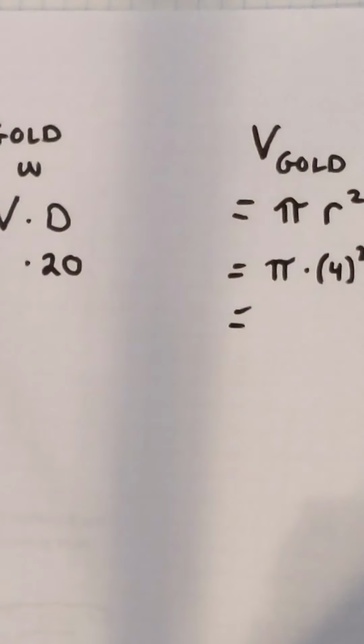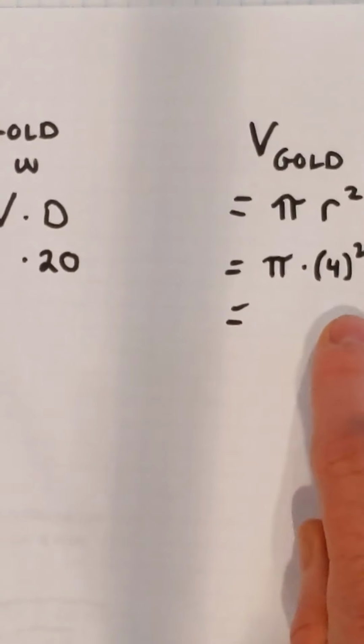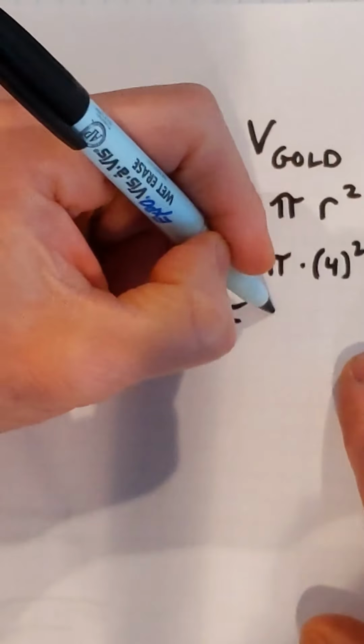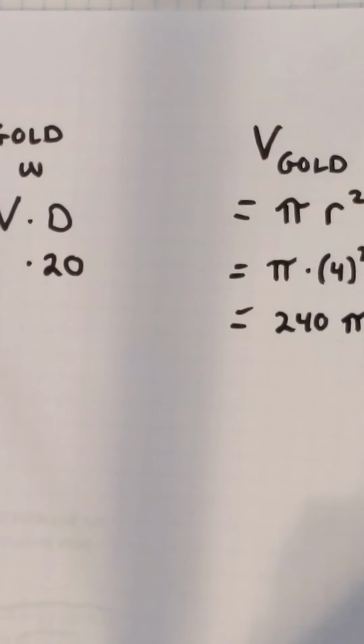If I multiply this out, I'm not going to use the pi because they said leave it as pi. So I'm going to leave pi there. And I'm going to go 4 squared in my calculator times 15. So I have 240, and then I have the pi. But I'm not going to multiply times pi there.